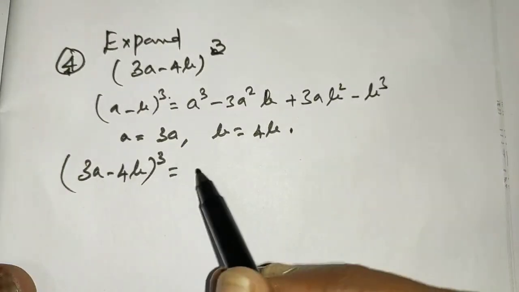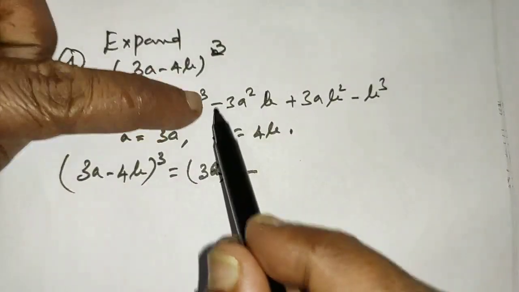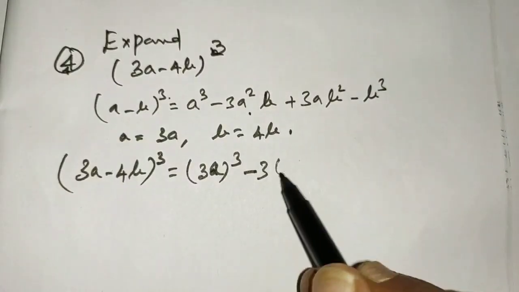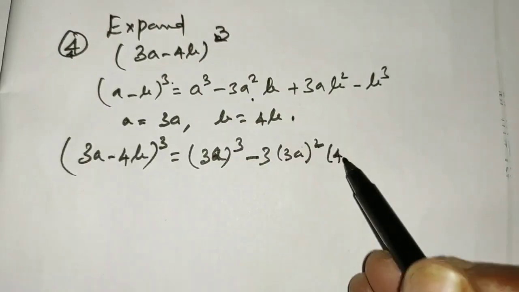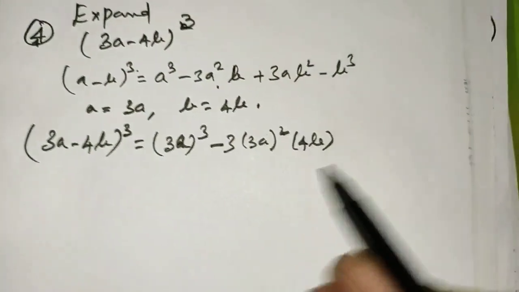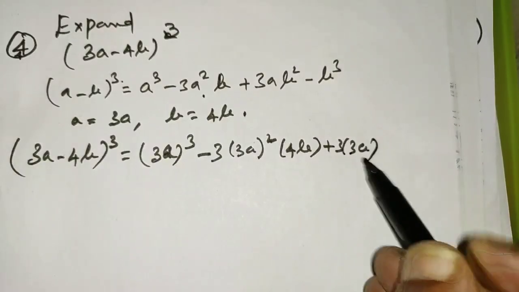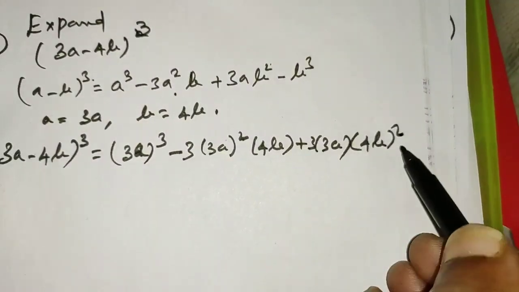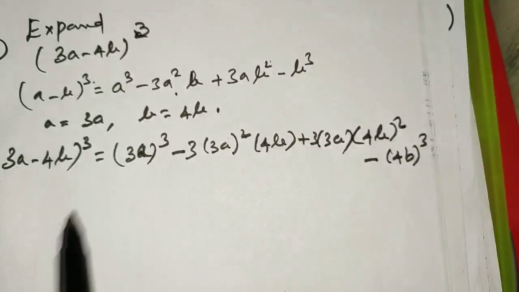What is a? 3a. So 3a whole cube minus, here minus, so minus 3 into a square. What is a? 3a square. What is b here? 4b. Just substitute the a and b in this identity. Plus 3a. What is a? 3a. b square, that is 4b whole square, minus b cube, that is 4b whole cube.